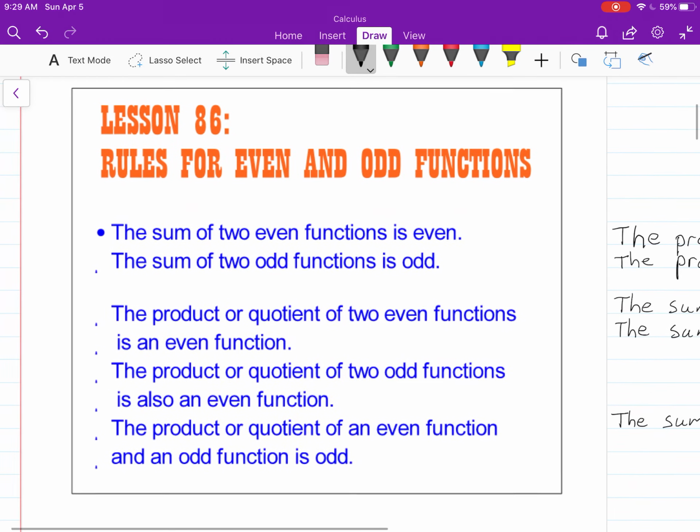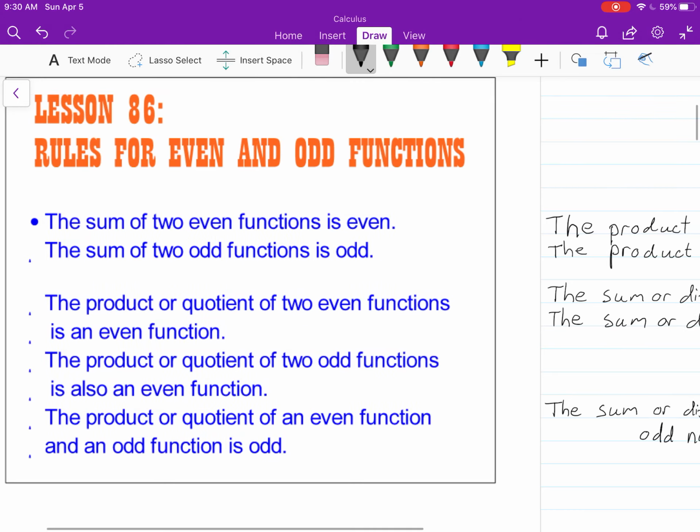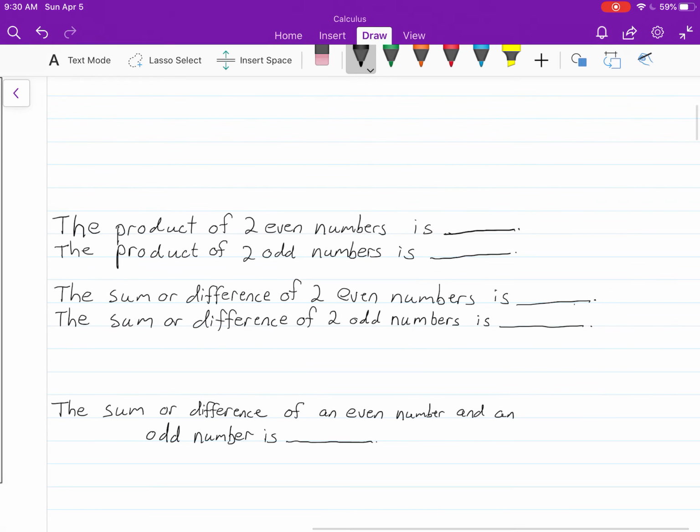All right, today we're going to look at lesson 86, and it's some rules for even and odd functions. And before we look at those, I want to scroll over and look at some things that you guys already know. And we're going to be able to relate this idea back to what we're talking about today. So the first thing here says the product of two even numbers. If you multiply two even numbers, you will always get an even number.